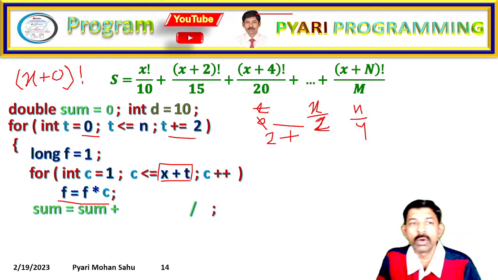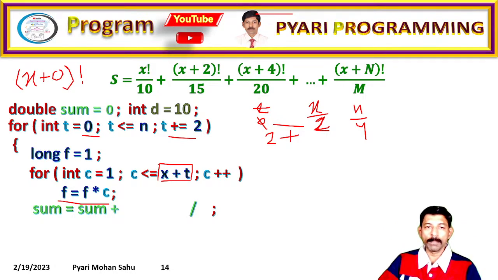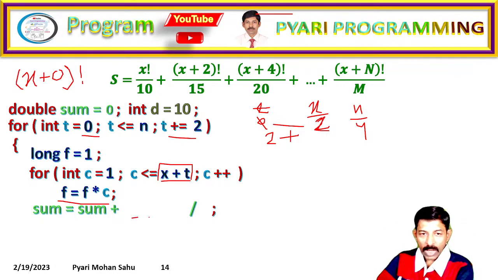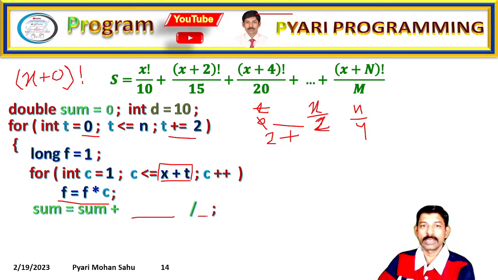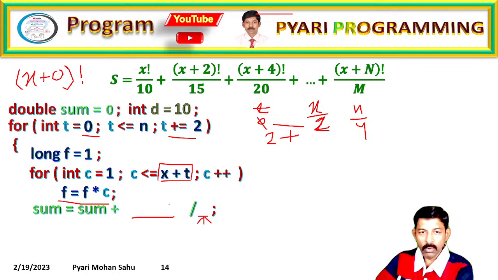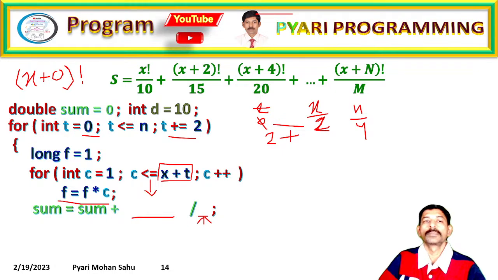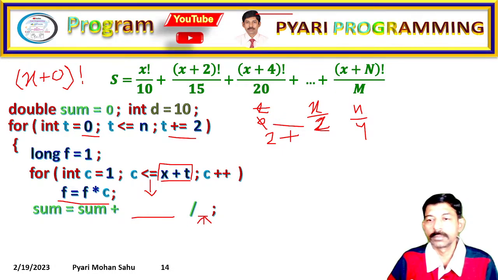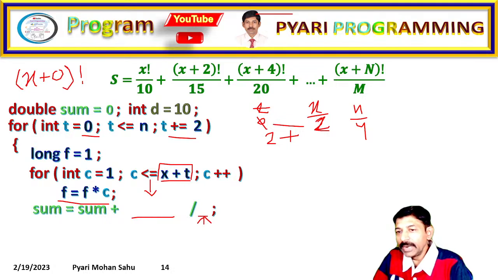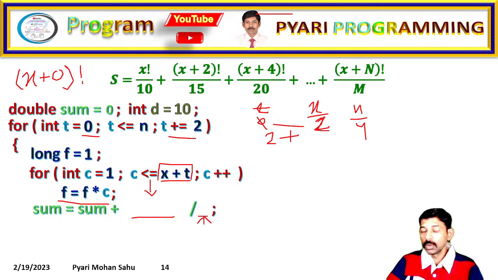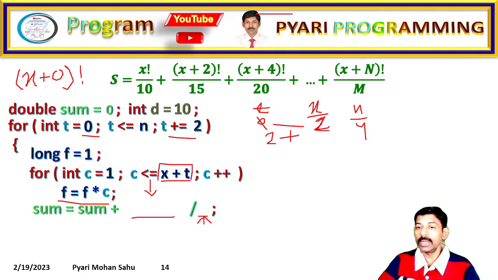Yes sir, yes sir. Okay, now sum is equal to sum plus, here we have dash and dash divided by dash. This is obviously, I think everyone can tell this one. I'm looking for this one. Sum plus f by d. Only f by d. Hey, wait a minute.